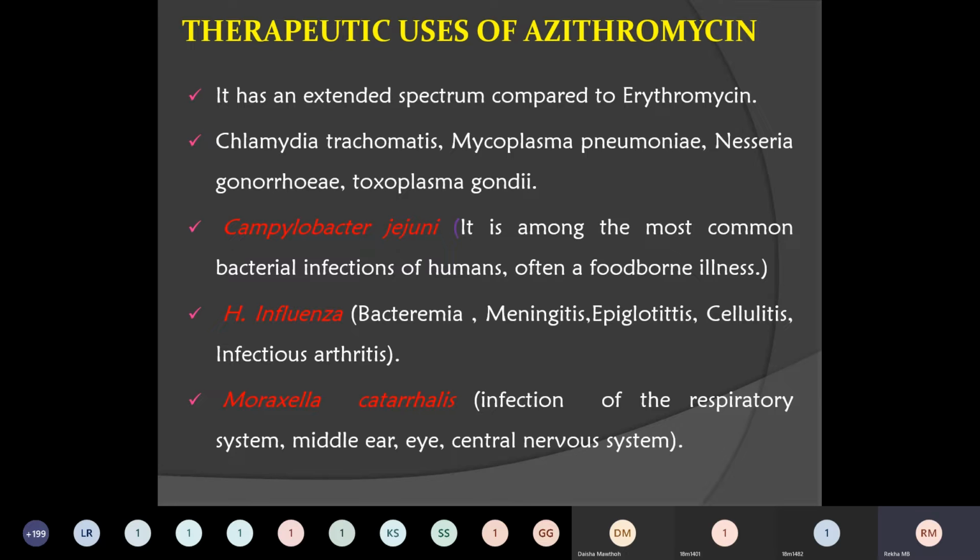Coming to therapeutic uses of azithromycin, compared to erythromycin, the spectrum of activity of azithromycin is wider. It is effective against Chlamydia trachomatis, Mycoplasma pneumoniae, gonococci, and toxoplasmosis. It can be used in enteritis caused by Campylobacter jejuni. It is effective against H. influenzae, so it can be used in bacteremia, meningitis, epiglottitis caused by H. influenzae. It can be used in respiratory infections caused by Moraxella catarrhalis.